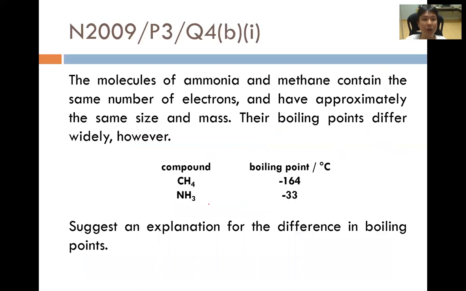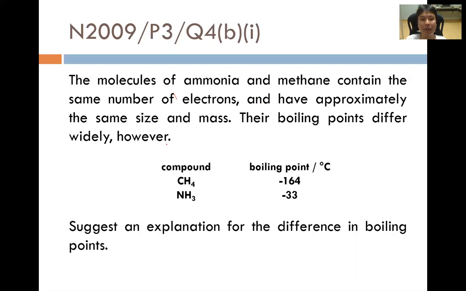Okay, the last question, November 2009, paper 3, question 4b, part 1. The molecules of ammonia and methane contain the same number of electrons. So if they contain the same number of electrons, it's telling you that ammonia and methane have very similar strength of ID-ID interactions, and that will not be a factor compared in order to determine the overall intermolecular force of attraction between ammonia and ammonia, as well as between methane and methane. They also have approximately the same size and mass, so ID-ID interactions are irrelevant to answering this question.